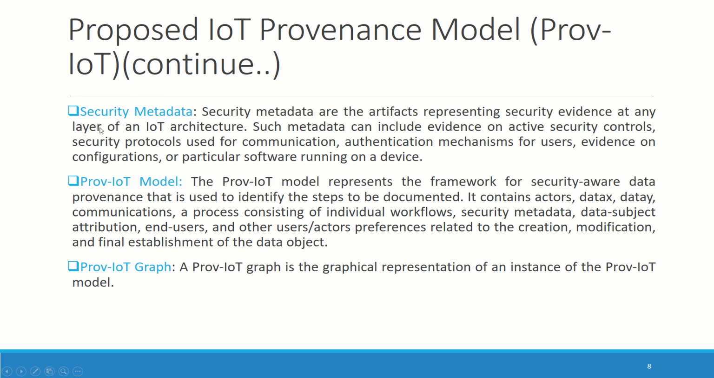All right. So there are some definitions that we actually use in the Prov-IoT model. As you can see, the security metadata are different artifacts representing security evidence at any layer of an IoT architecture. This metadata can include different kinds of evidence on active security controls, security protocols for the communication, any kind of authentication mechanism, security mechanism, evidence on different configurations or particular software running on a device. The Prov-IoT model represents the framework for security-aware data provenance that is used to identify the steps to be documented. As you can see, this model contains different actors, data X, data Y, communication, and so on.